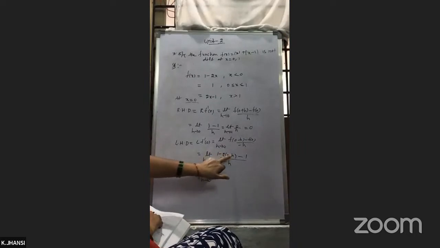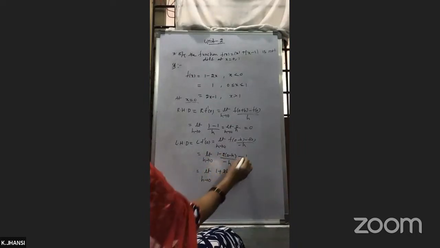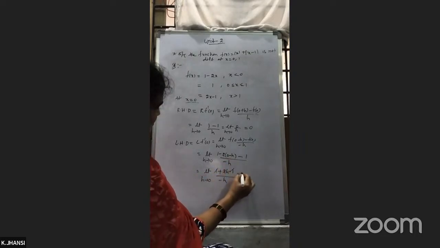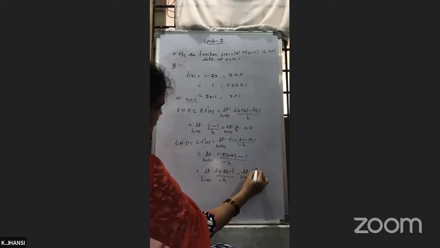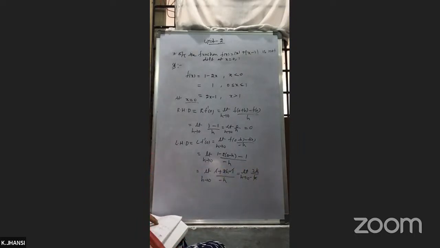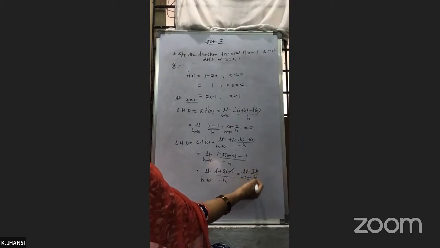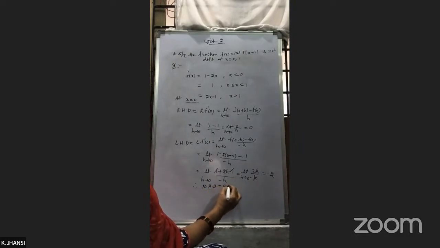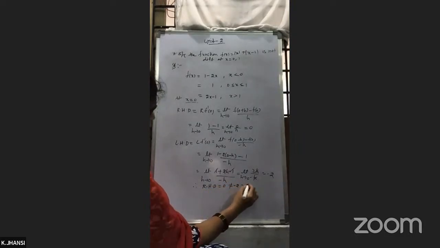So limit h tends to 0, this is 0. Minus into minus is plus 2h minus 1 by minus h. So 1 and minus 1 both will get cancelled. You got 2h by minus h. H and h will get cancelled. So a constant you are getting, that is minus 2. The limit of any constant is the same value. So the value is minus 2. We got RHD as 0 and LHD value as minus 2. So therefore, RHD equals to 0 is not equals to minus 2 equals to LHD.